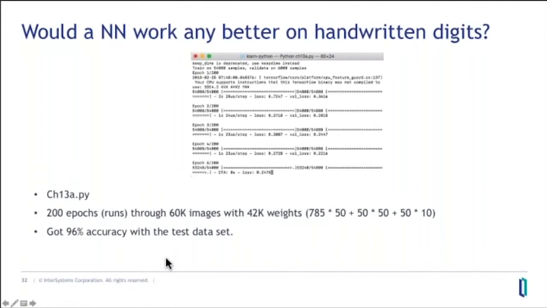Okay, so this actually had 42,000 weights. So there were two hidden layers of 50 each. So you had the beginning layer, 785. You had the end, which was 10 digits. And there are two layers in the middle, which were 50 cells each. So that ends up being 42,000 weights, because you have this many to get to the first layer, this many between the two hidden layers, and this many from the second hidden layer to the end. So there's a lot of weights, and it got a 96% accuracy.